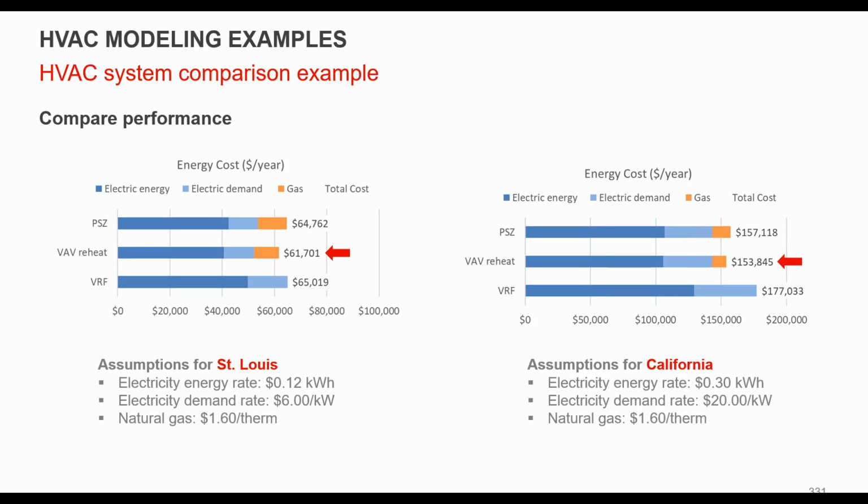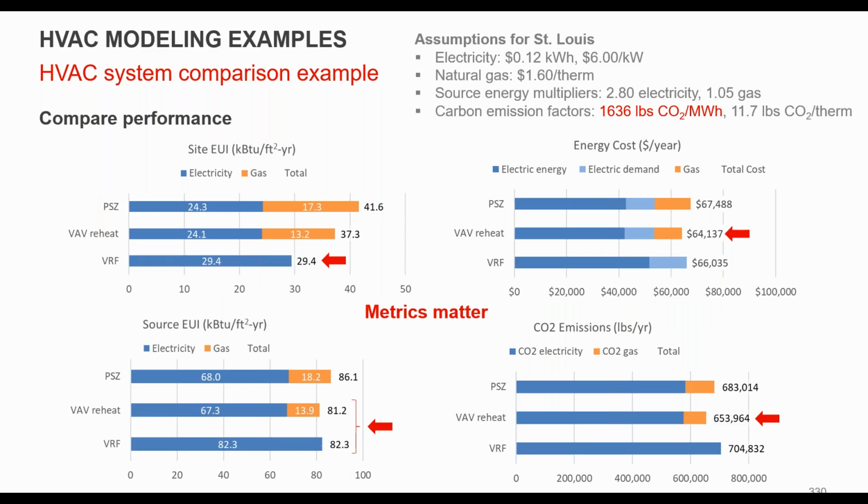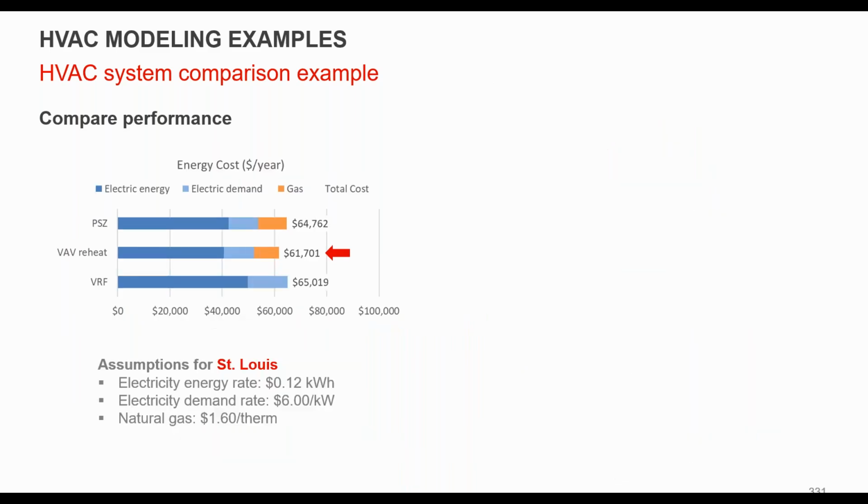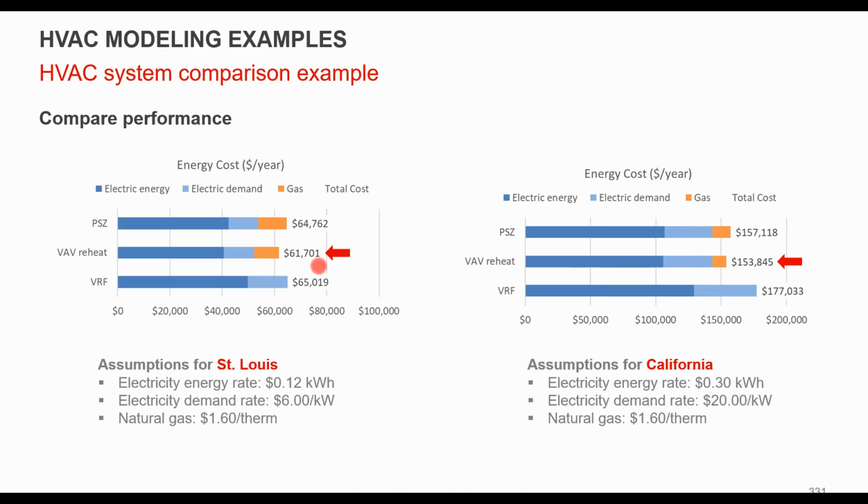So on an energy cost basis, if we look back here, you'll see we were at 67 to 64,000. On a cost basis here, you're going in that same range. California would almost triple the cost, close to triple the cost, just based on the rates in California, right? You're paying closer to 30 cents a kilowatt hour and $20 a kilowatt. Gas rates are roughly the same, right? So in that case, your all electric system in California is going to be much more expensive to operate.